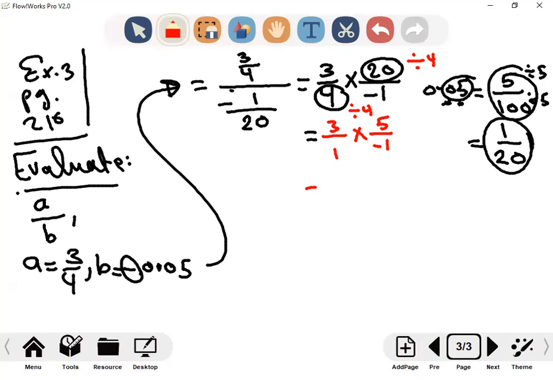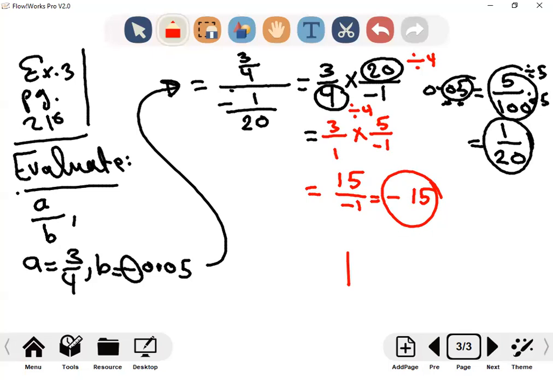Okay. Now up, what do we have? 15. Down, 1, multiplied 15 divided by negative 1. If you divide different signs, the answer is negative. So the final answer here is what?